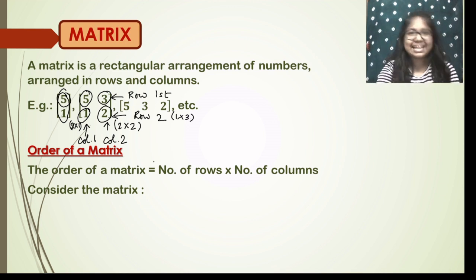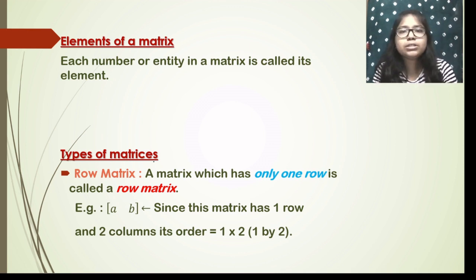Moving to the next slide. Elements of a matrix, I have already told you, the numbers or the alphabets, whatever it is, real numbers, whatever is there within the square brackets, those are called the elements of a matrix.